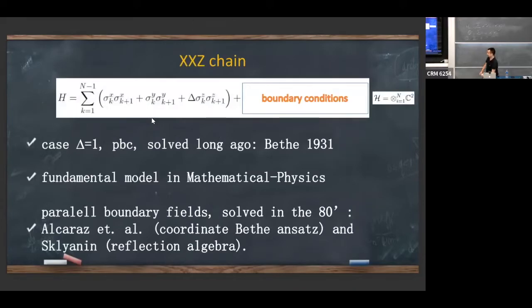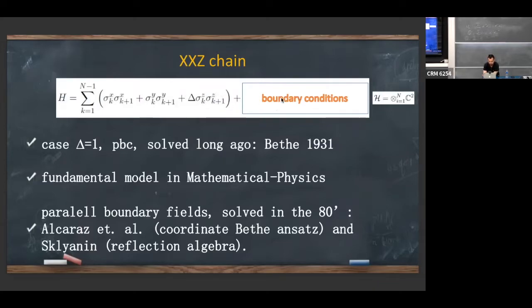Right, so as we heard in the previous talks, the XXZ spin chain is a very important model in integrable systems. We have a bulk part, right? And we have a boundary part. So the case where the anisotropy parameter delta is equal to 1 was the first one solved by Bethe a long time ago, all right? And this was done for periodic boundary conditions.